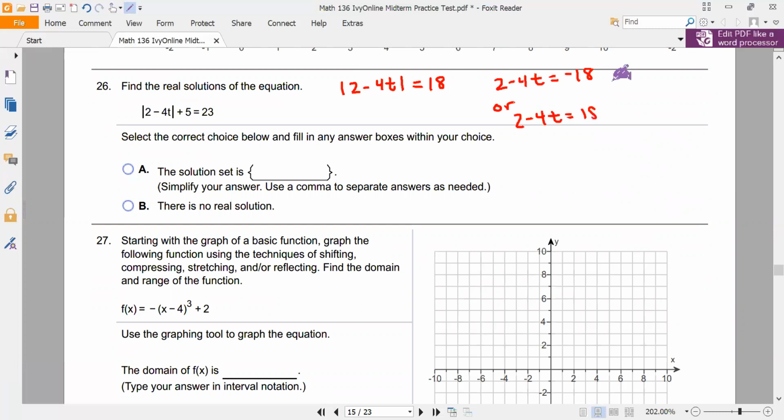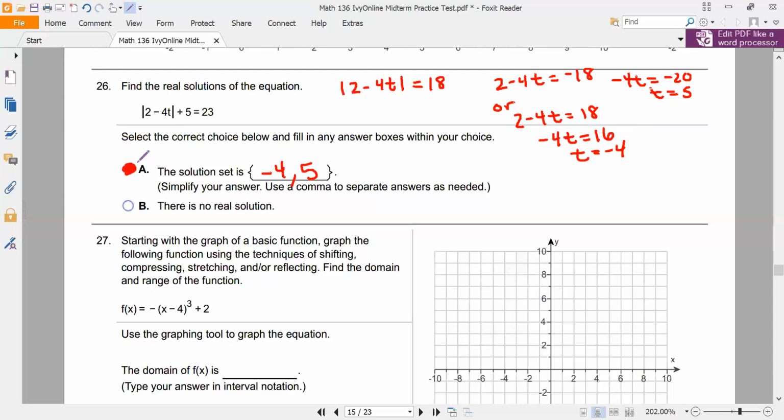We would subtract 2, so this is negative 4t equals negative 20. That would be t equals 5. This one we would subtract 2 and get a 16 on the other side. And divide, and we get negative 4. So the solution set is negative 4, comma 5.